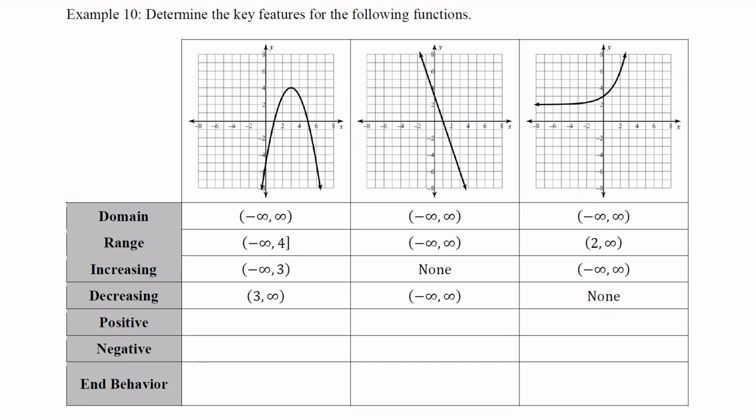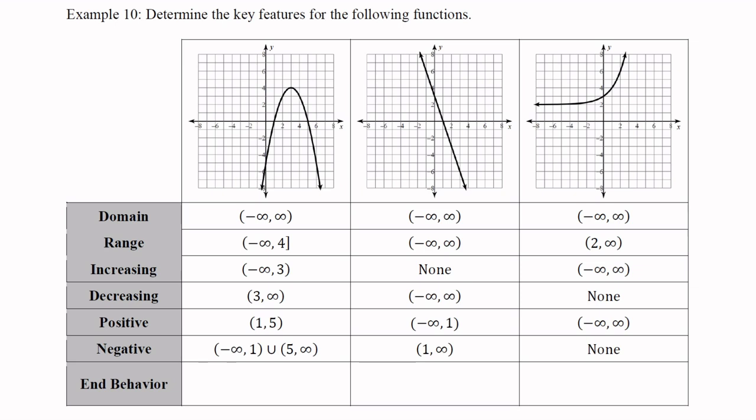For the positive interval in the parabola, that's from 1 to 5. That's where we're above the x-axis. We are above the x-axis from negative infinity to 1 in the linear equation or graph. And then for the exponential, we're positive above the entire x-axis. So the entire graph is above the x-axis, so negative infinity to positive infinity. For the parabola, we are negative from negative infinity to 1, and then again from 5 to infinity. So we are going to union those two pieces. For the linear function, it's from 1 to infinity. And for the exponential, we are not negative anywhere.